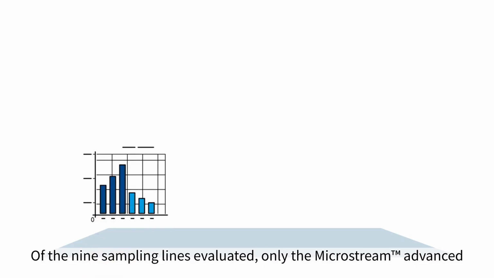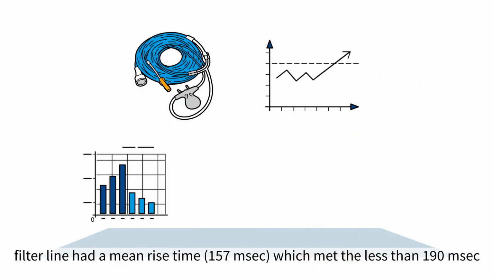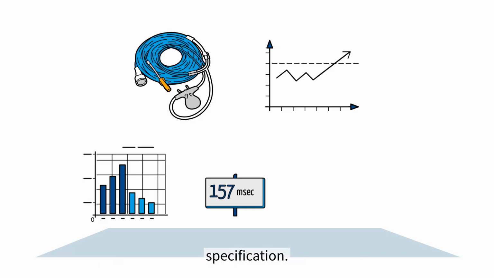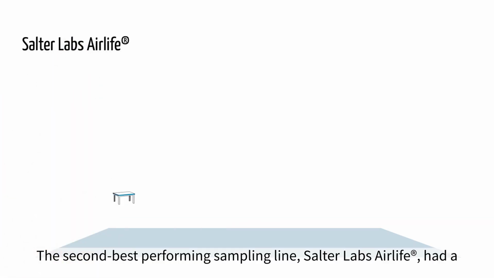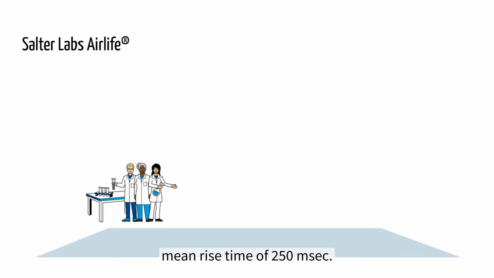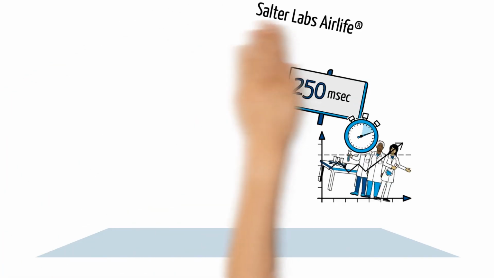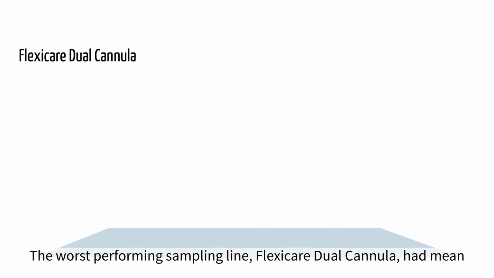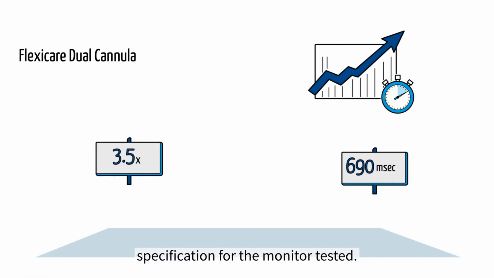Of the 9 sampling lines evaluated, only the Microstream advanced filter line had a mean rise time of 157 milliseconds, which met the less than 190 millisecond specification. The second best performing sampling line, Salter Labs AirLife, had a mean rise time of 250 milliseconds. The worst performing sampling line, Flexicare Dual Cannula, had a mean rise time of 690 milliseconds, more than 3.5 times greater than the required specification for the monitor tested.